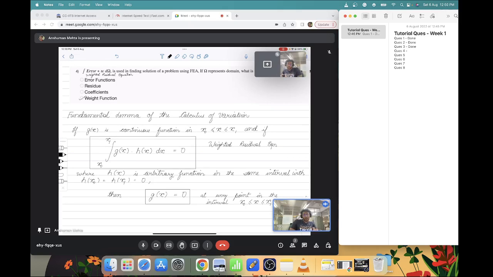So can you identify which one is weight and which one is our error, or which one is our residual? So you can see that this is our error and this is our weight function.